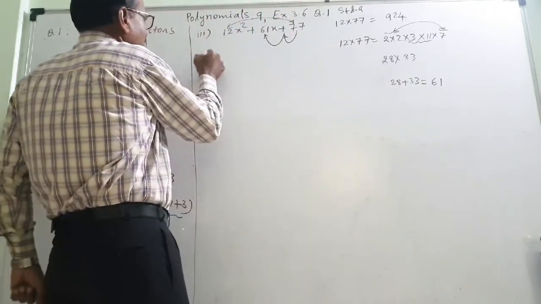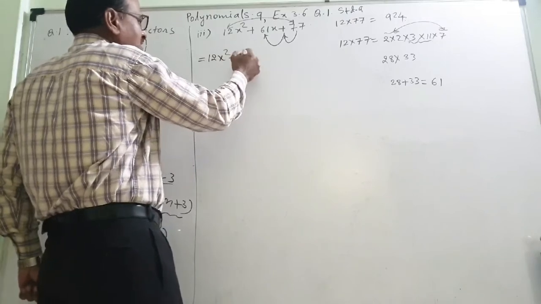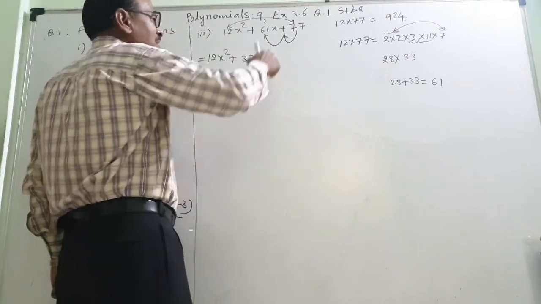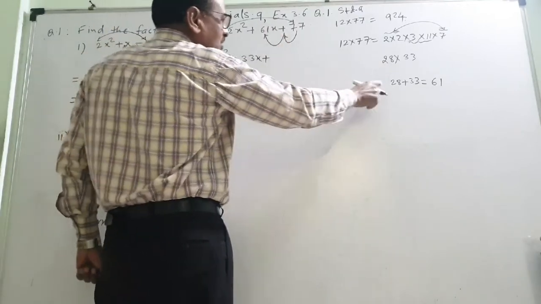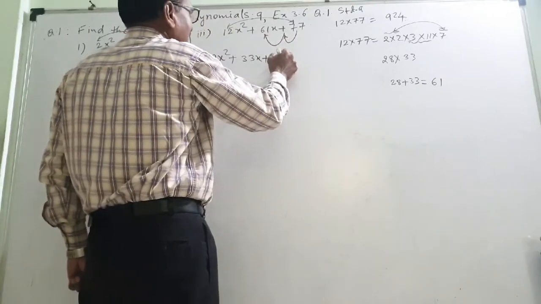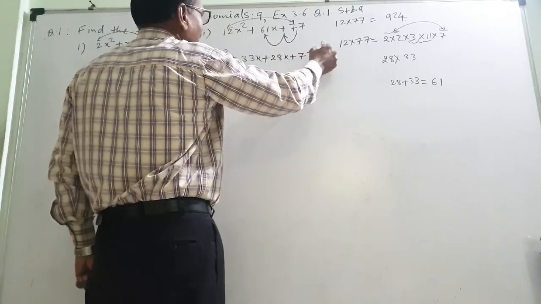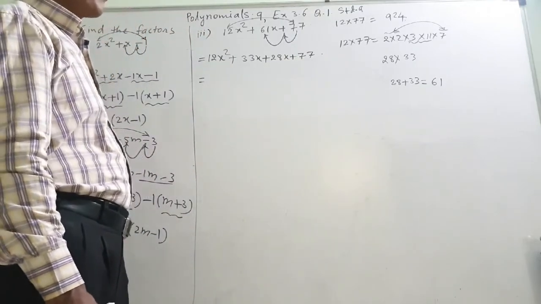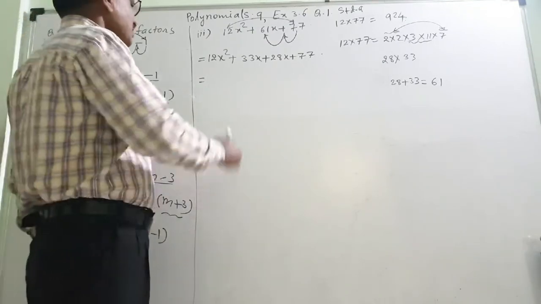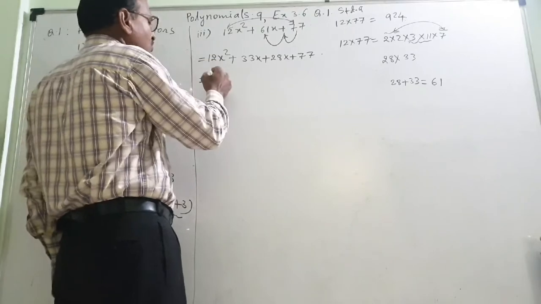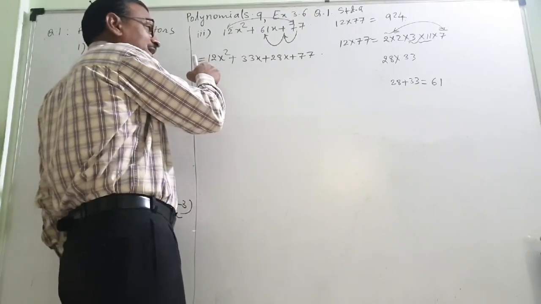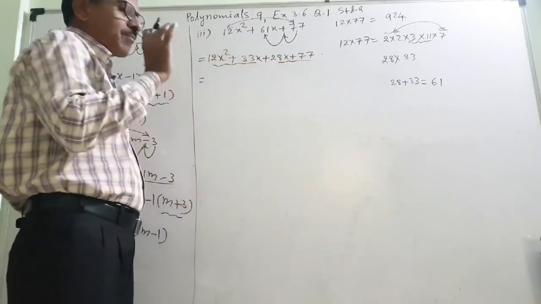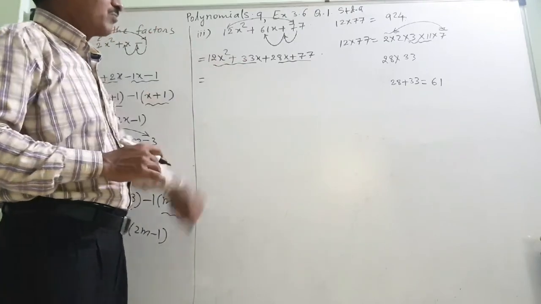So this is equal to 12x square plus 33x, that I will take first. Anything you can take, I want the addition. Addition means both the numbers should have the same sign, plus 28x plus 77. So that is equal to. Now what is common, that I will search. This is 4 into 3. So by 4 I can divide this, but by 4 I cannot divide this 33.